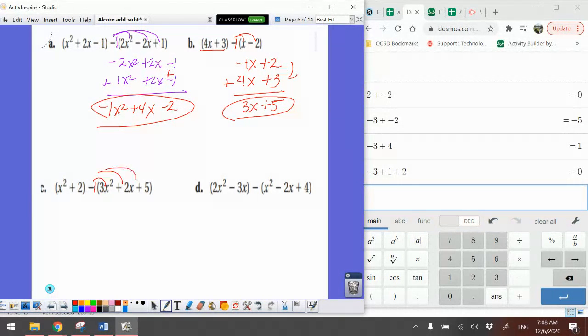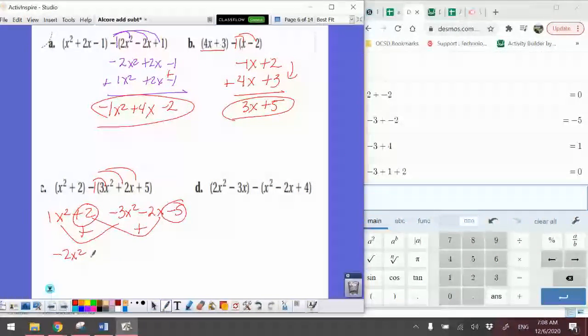Okay, distribute. Negative 3x squared minus 2x minus 5. Drop my x squared plus 2. This one I'm going to do horizontally. This is a 1. So 1 plus negative 3 is negative 2. I see a 2 and a negative 5. That's a negative 3, and I haven't used my negative 2x. So that needs to drop. Now this is not in the right order, so I have to rewrite it and switch these two so that it's x's in descending order.